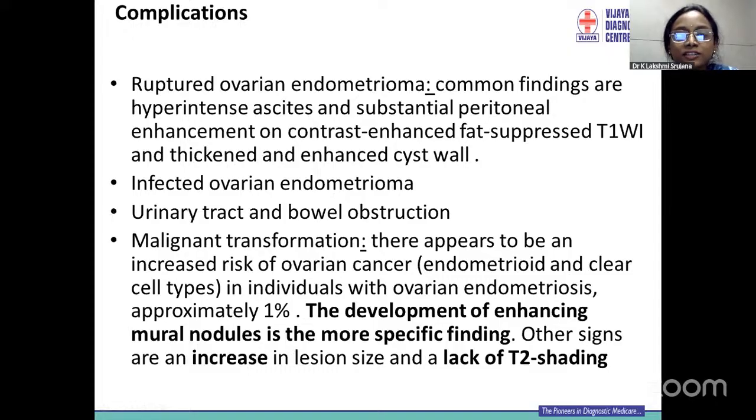Coming to complications, there can be rupture of an ovarian endometrioma, or it can get infected. Coming to the places which it involves, if it involves the urinary tract or bowel, they can present with obstruction. Malignant transformation in endometrioma is approximately 1%, and development of enhancing mural nodules is a more specific finding. Other signs include increase in the lesion size and lack of T2 shading.